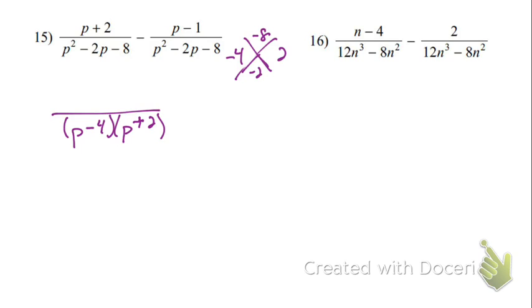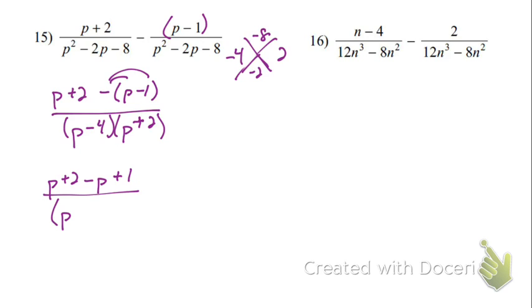Because the denominator was not factored for us. Now up top, we have p plus 2 minus this. P minus 1. So I have (p plus 2) minus (p minus 1) from here and here, still all over (p minus 4) times (p plus 2). Then I'm going to combine like terms. The p's go away. I just get 3. So 3 over (p minus 4) times (p plus 2).